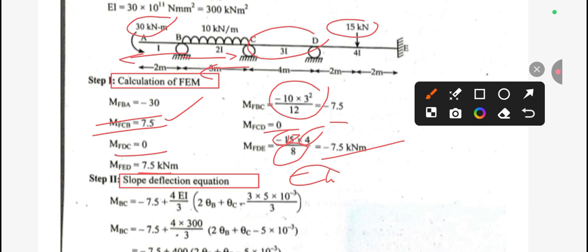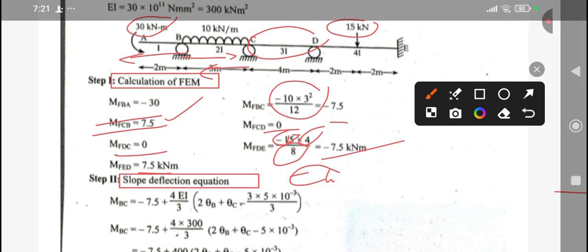Now let's move to the next step, that is the slope deflection equation. This slope deflection equation will be very important. All the fundamentals belong to this slope deflection, so listen carefully. Before going to this, I will share one important piece of information with you.